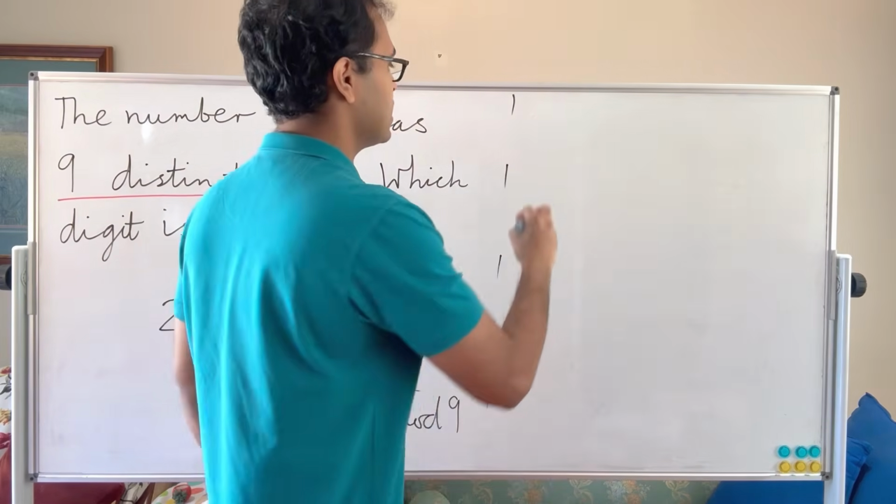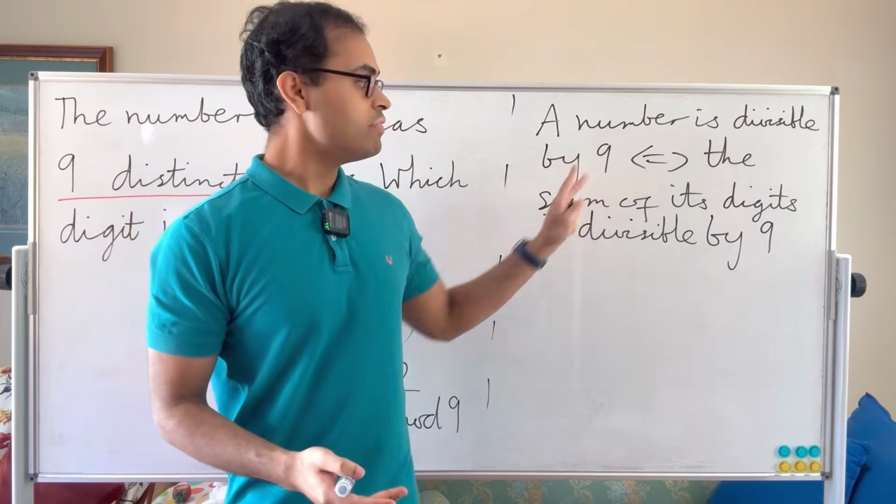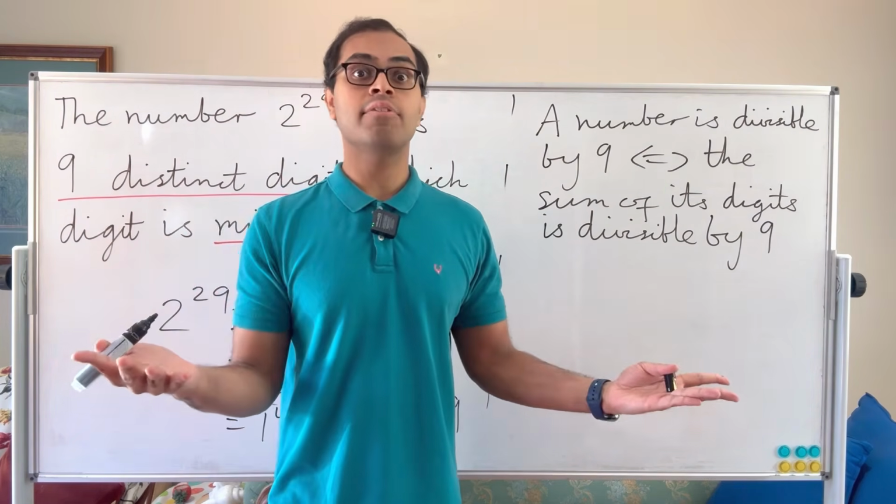Okay, so I'm going to actually write that down. All right, so here we have the statement. A number is divisible by 9 if and only if the sum of its digits is divisible by 9. So it's a quick way to determine if a large number is divisible by 9.